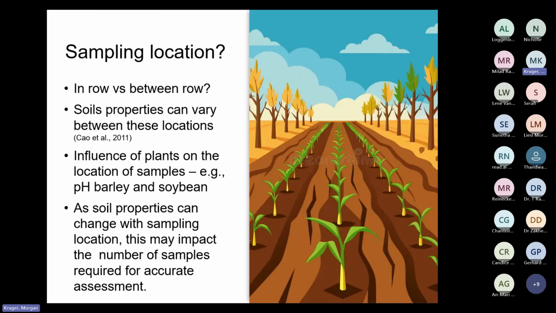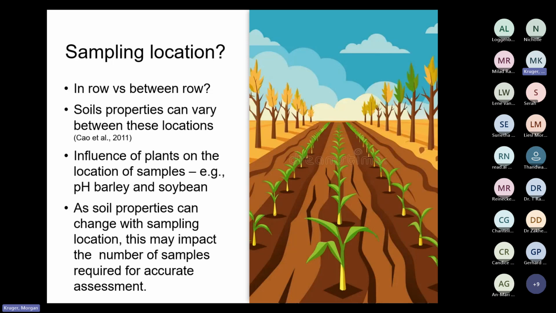Then besides the number of samples, another dilemma for soil health sampling or soil sampling in general in agricultural fields and other environments is where do I take my samples from? Soil sampling location, where should I be sampling? So if we look at agricultural fields, should we sample in row or between row? And it depends on how the field is structured. We may have different looking fields, so we need to think about where we are going to put our samples.